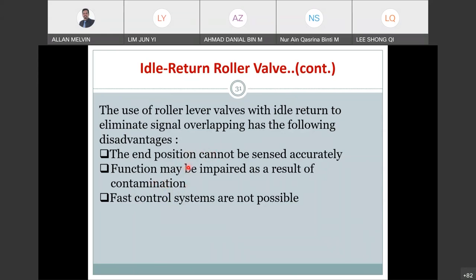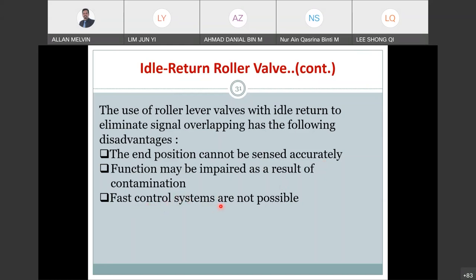So let's say you are supposed to do this sequence: A plus, B plus, B minus, A minus. It only does A plus, B plus, then it stops, because this roller valve cannot give the signal. You will have a problem in executing. And the company production line is not working because at one sequence they stop. It will cause a lot of problems.